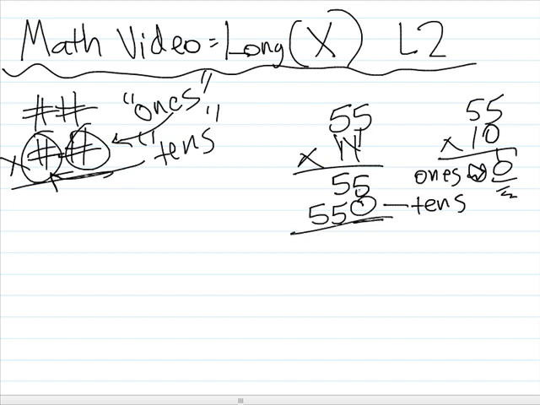And we end up with two answers. We end up with 1 times 55 is 55, but 10 times 55 is 550, and you can add those together. The answer, carry the 1 here, would be 605. Did you follow that? Let's try a few more examples.